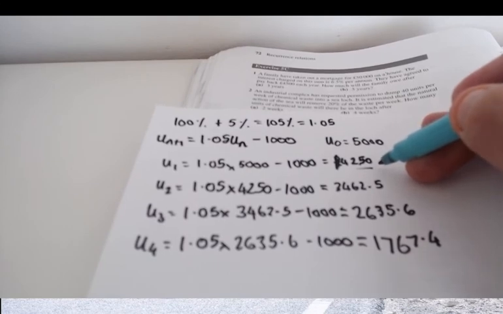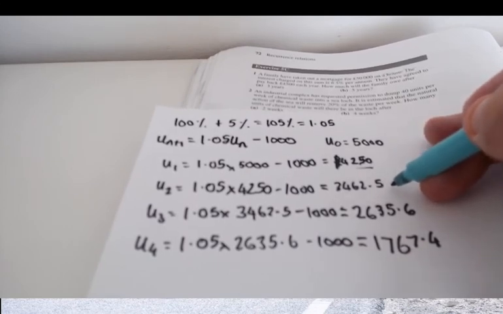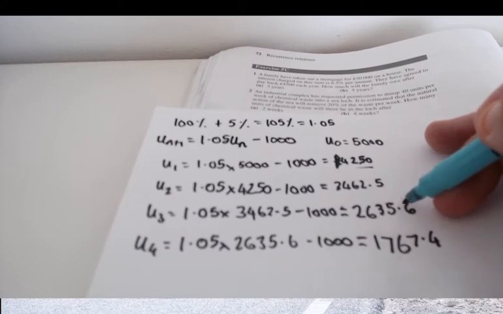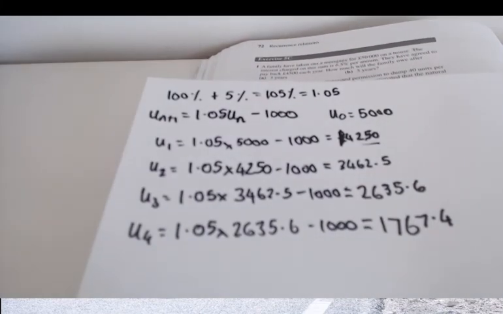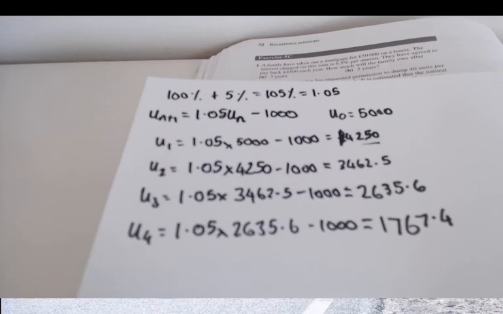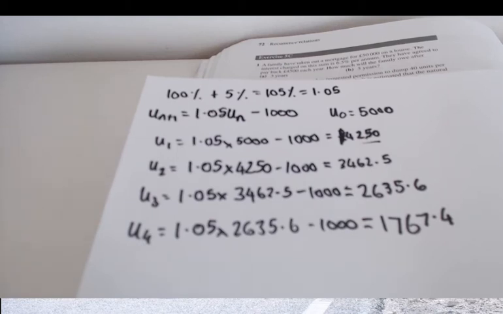Hit equals again on your calculator, you'll see that answer. Hit equals again, you'll see that answer. Hit equals again, you'll see that answer. Then you can keep hitting equals and see if you ever get down to 0. It's a nice way of doing it on the scientific calculator. It just makes things go a little bit faster.